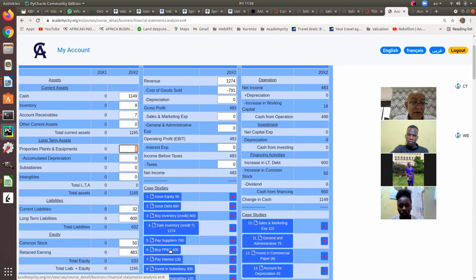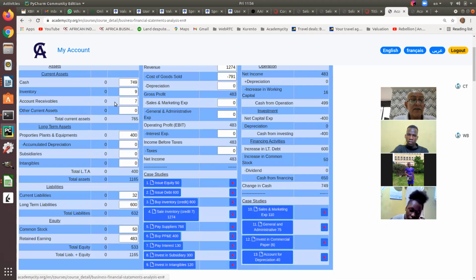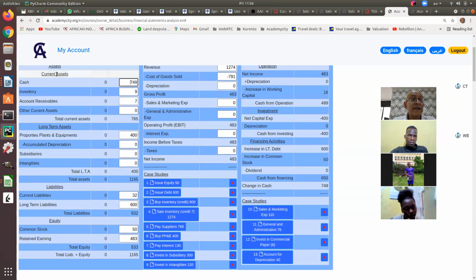So let's click on number 4 and see what happened. Indeed, see what it did. It reduced that one by 400. It used to be 1100. Remember? 749 now. 400 less, and on the other side I have equipment, 400 more. This type of transaction, what did it do? It reduced one type of asset, which is current assets.